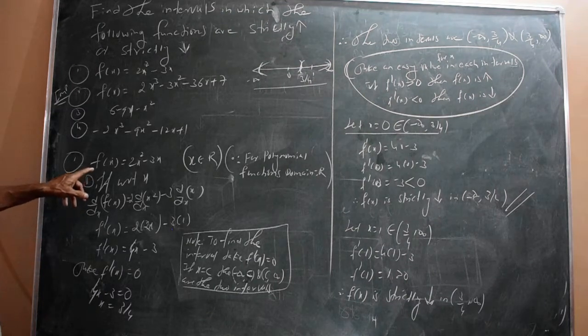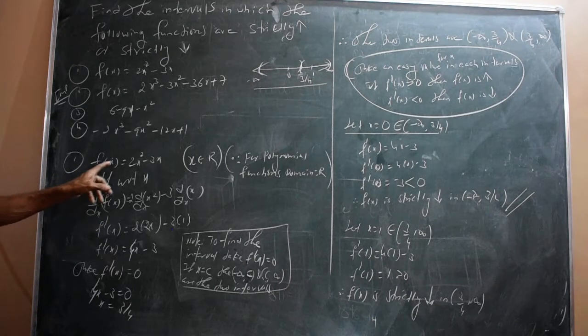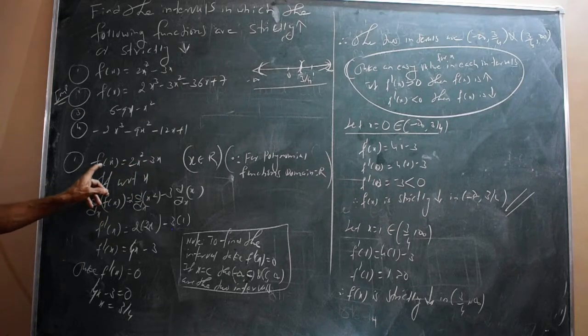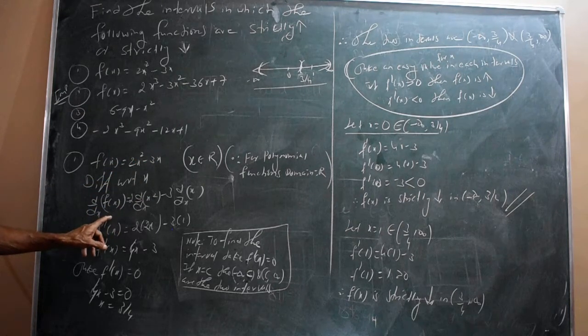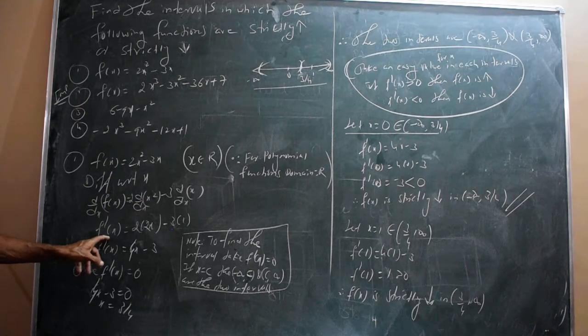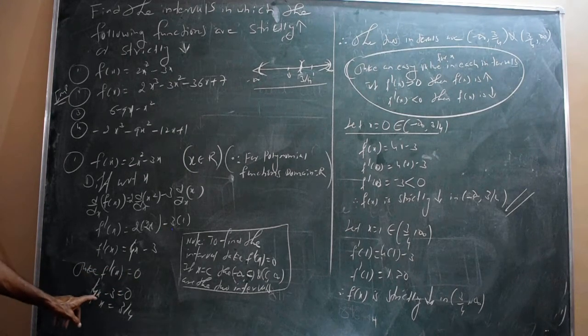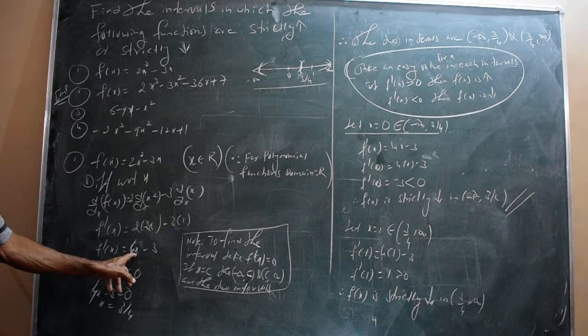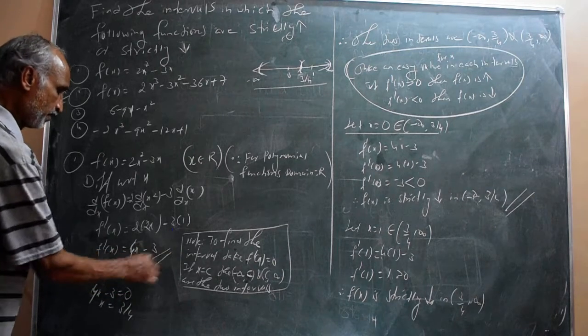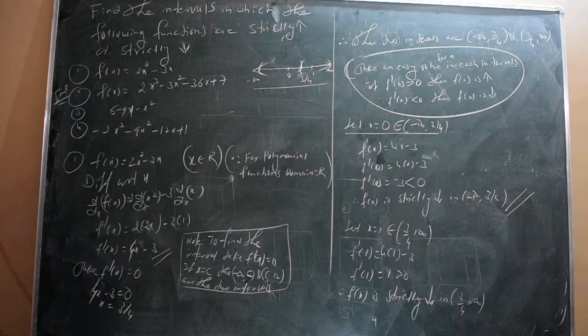Okay. After differentiating f of x, which is 2x square minus 3x, I got f dash of x equals 4x minus 3. Take f dash of x is 0 to get the interval. This is the first step. Take f dash of x is 0, means 4x minus 3 is 0. Therefore, x is equals to 3 by 4. Yesterday, till here I have solved.